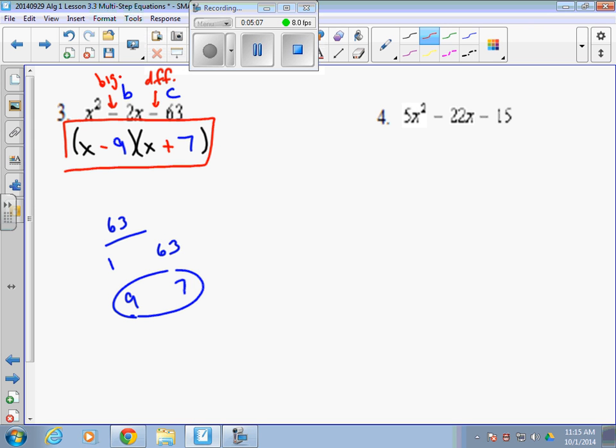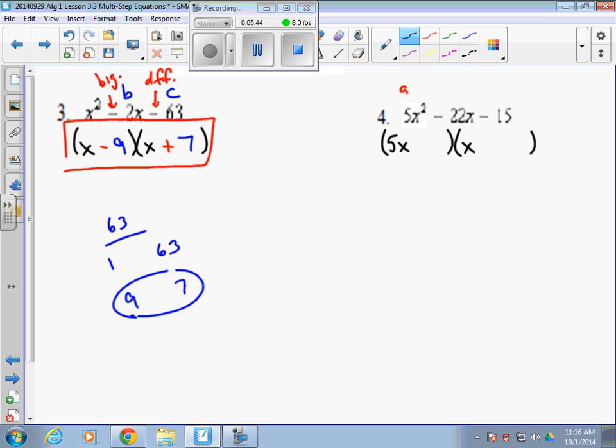Okay, here's a version where A's value is not 1. This is the first one on the study guide where A's value wasn't 1. This is where you have to do a little bit of trial and error. Fortunately, there's only one pair of factors for the number 5. So when we make our sets of parentheses, one of them has to be 5x and the other one has to be x. Where this really becomes a problem is when there's more than one pair of factors for that A value. There's only one right here, so it's not going to cause us too many problems.